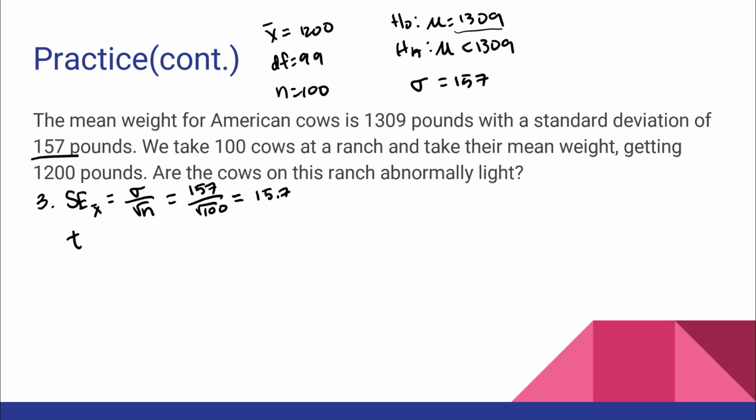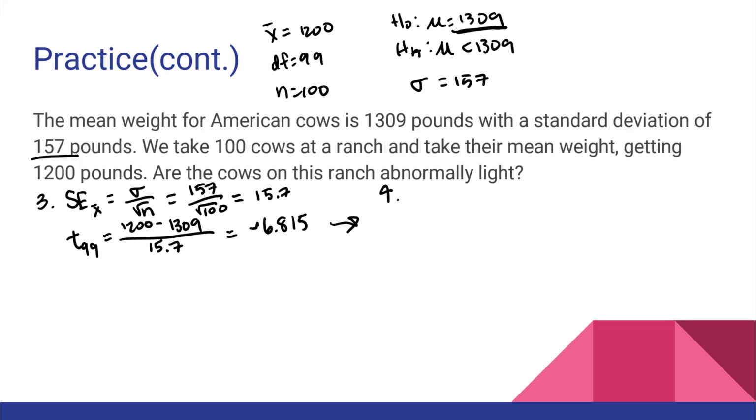So our t sub 99 for degrees of freedom is equal to x bar, so 1,200, minus our original assumption in the null hypothesis, 1,309, over our standard deviation of 15.7. And that is equal to negative 6.815. So that's our t-score, and then we can use this to draw our t-model.